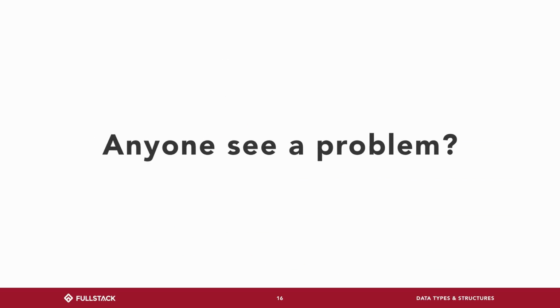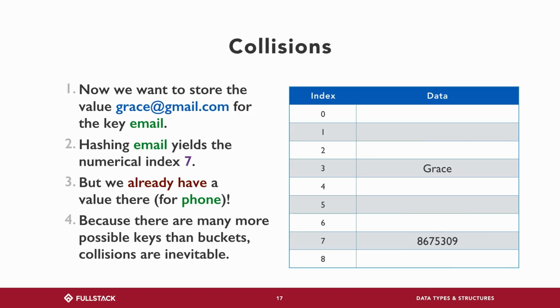So pause the video here and take a moment to think. Is there a problem with this system? The problem is, what if two keys hash to the same index? This is called a collision.